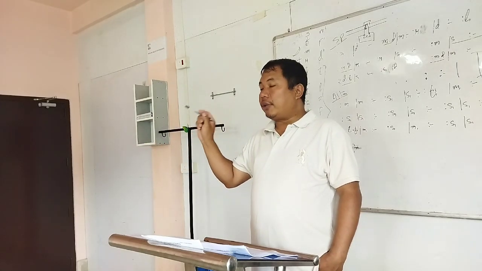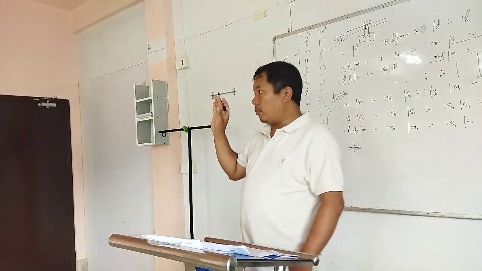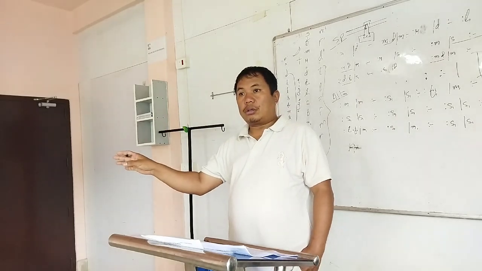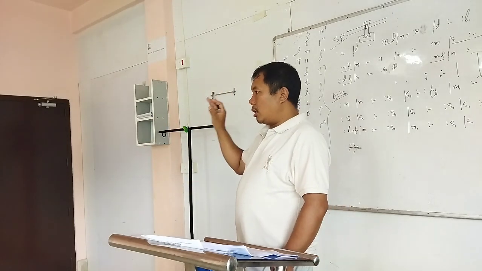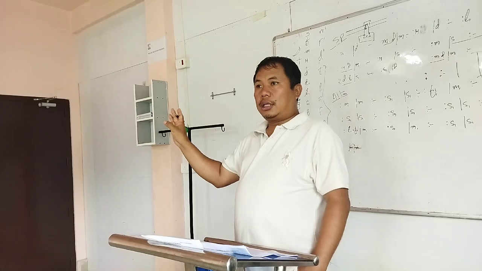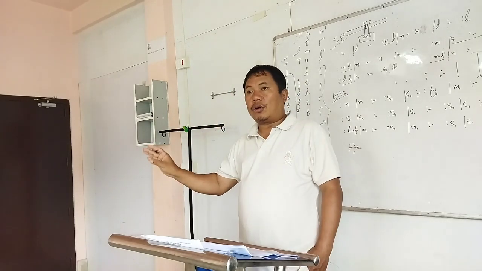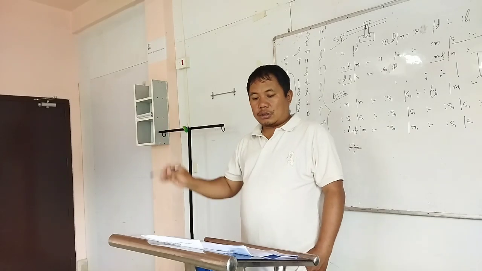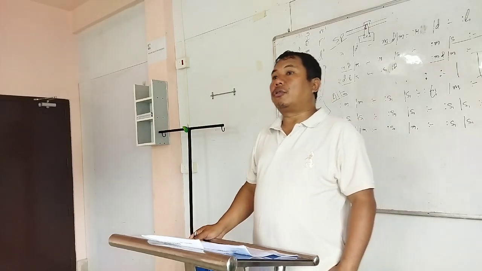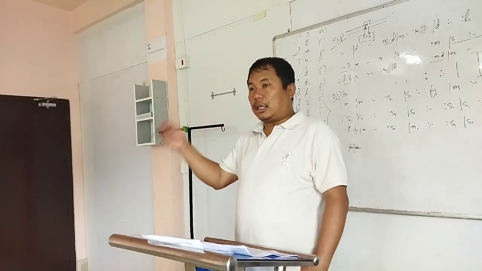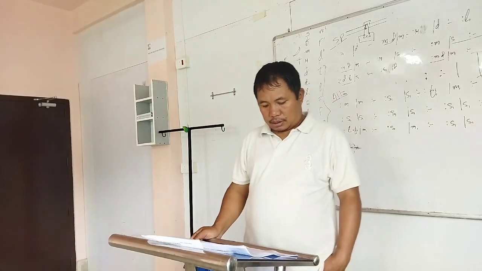So if there is no God, there can be no right, there can be no wrong. If there is no God, there will be no good, there will be no bad. So the existence of good and bad, the existence of right and wrong, clearly shows there is a moral governor who governs our morality. That is God.